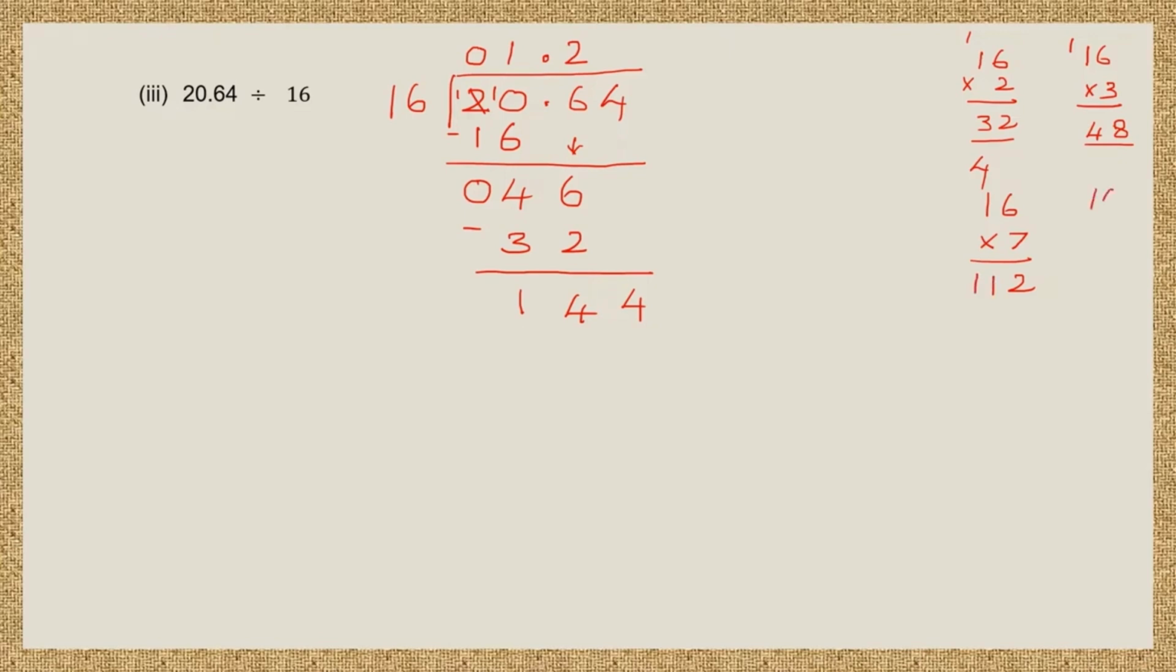Let's try 16 into 9. 9 6s are 54, carry 5. 9 ones are 9 plus 5 is 14. So I have got the same number, 144. So 16 nines are 144, minus. I've got my remainder. Now my final answer is 1.29. So that's my final answer.